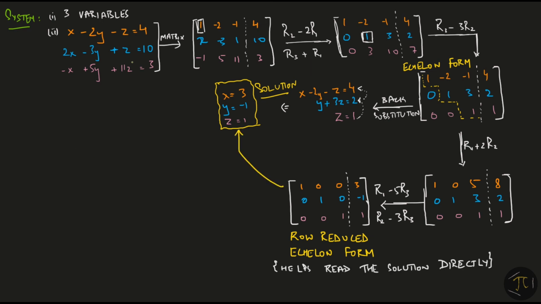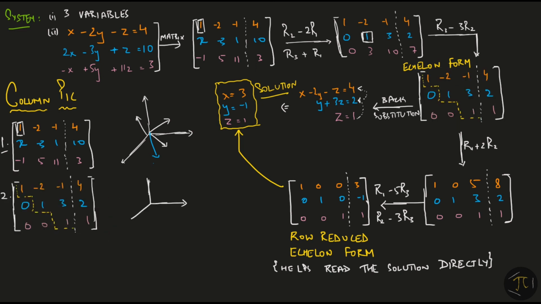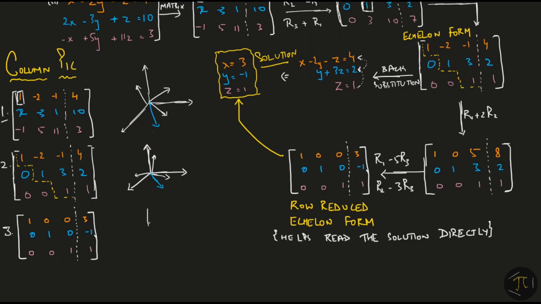Notice that the coefficient matrix has turned to a matrix with only ones and zeros, and in this case a 3x3 identity matrix. Now let's look at the column picture. Using the original augmented matrix, we'll get 3 vectors in R3 that need to be combined to obtain the blue output vector. Using the echelon form of the matrix, we get some other 3 vectors that need to be combined to give some other output vector. And finally, using the row reduced echelon form, we get another set of 3 vectors which need to be combined to obtain another output vector.